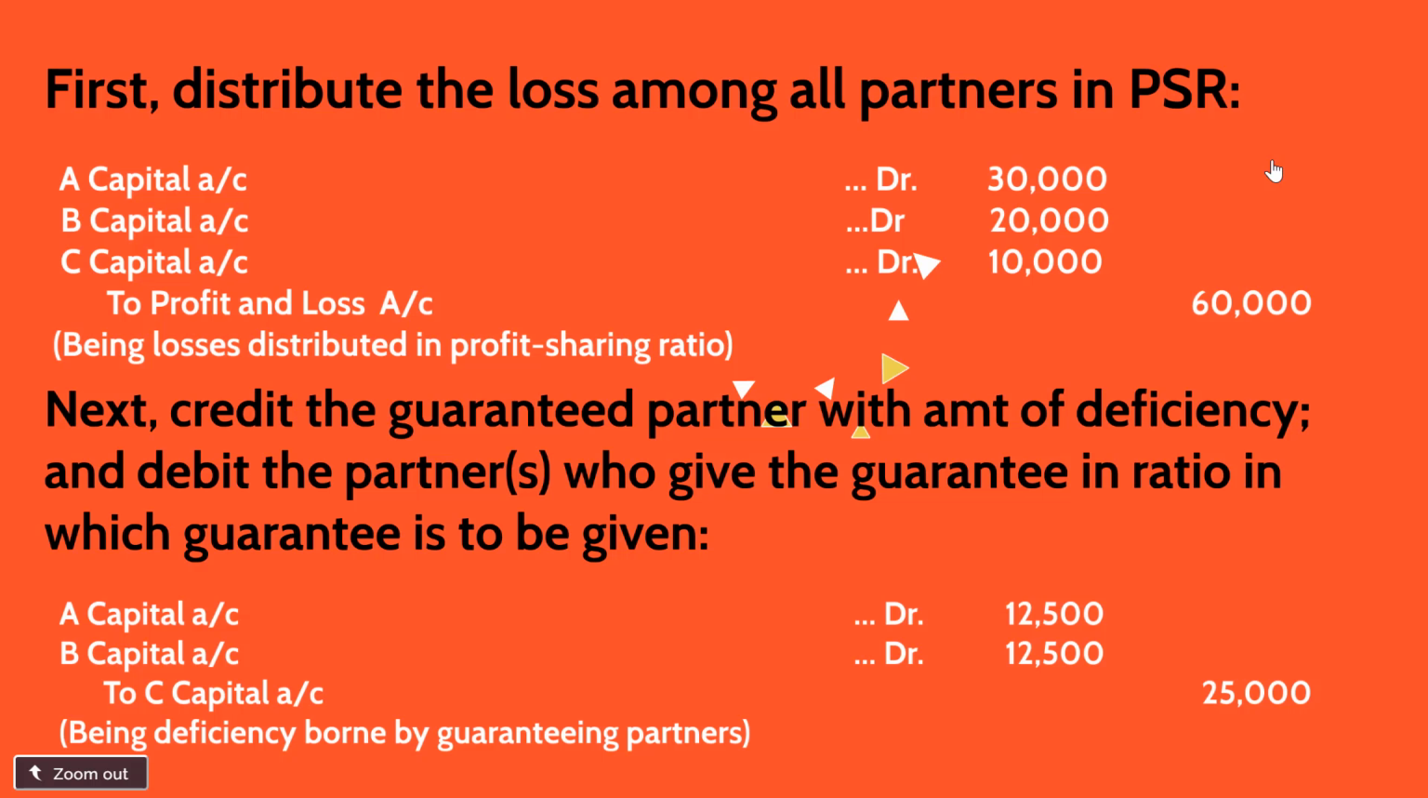So as far as journal entries are concerned, the first entry would be to transfer the loss to the partners' capital accounts in their profit sharing ratio, and the next entry would be to ascertain the deficiency, credit the guaranteed partner with the amount of deficiency, and debit the guaranteeing partners with the deficiency which has to be borne by each of them.